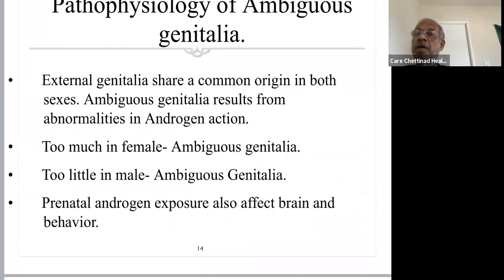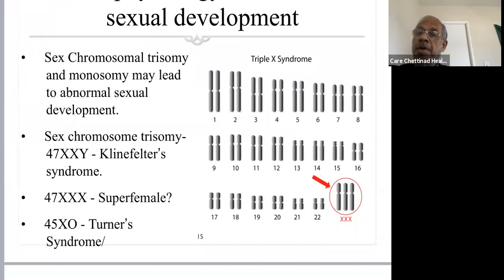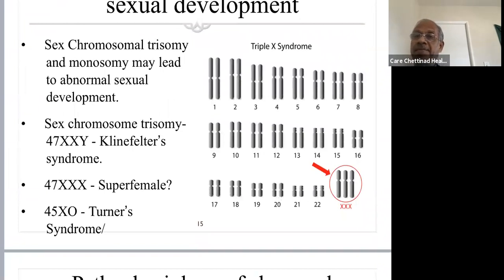Again, as I mentioned before, there are some men who report with ambiguous genitalia. External genitalia share a common origin in both sexes. Ambiguous genitalia results from abnormalities in androgen action. Remember, if there is too much androgen, a female fetus will have ambiguous genitalia. If there is too little androgen, a male fetus will have ambiguous genitalia. Basically, it's androgen action. Prenatal androgen exposure affects the brain and the behavior too. And sex chromosomal problems also can lead to ambiguous genitalia.